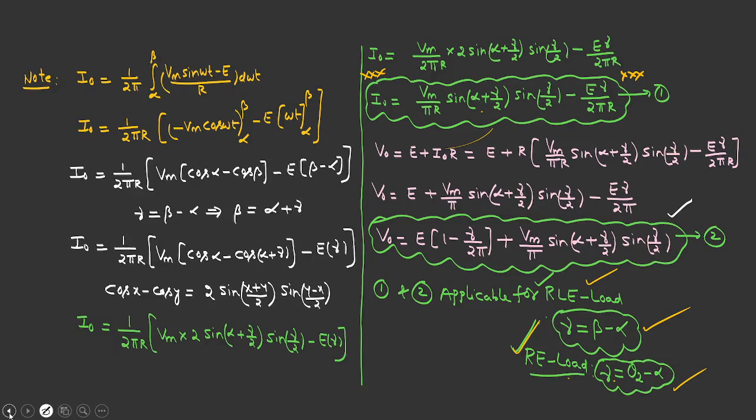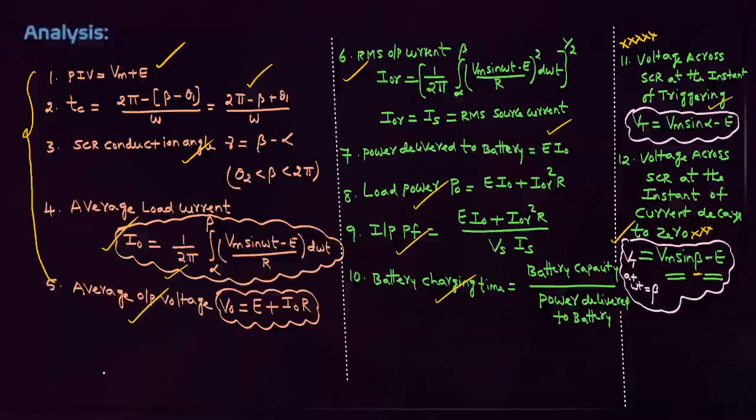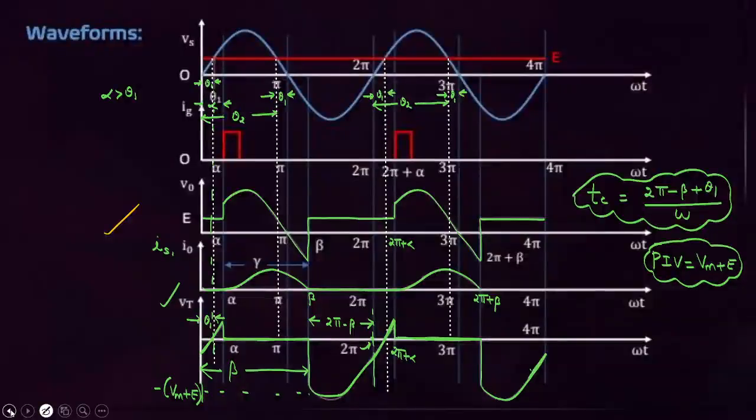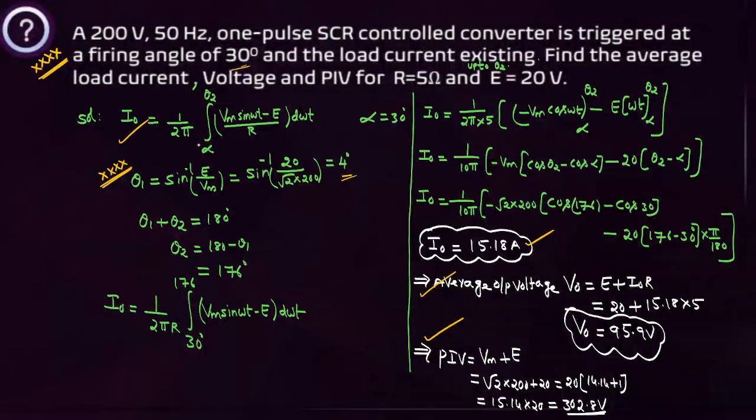Instead of using the usual steps for the average output current, you can directly use this simplified formula and easily get the answer. But the conduction angle is beta minus alpha for RLE load, and theta 2 minus alpha for RE load, so you have to concentrate on that. Actually, in RE load I solved one problem, to calculate I naught. This many steps are there.